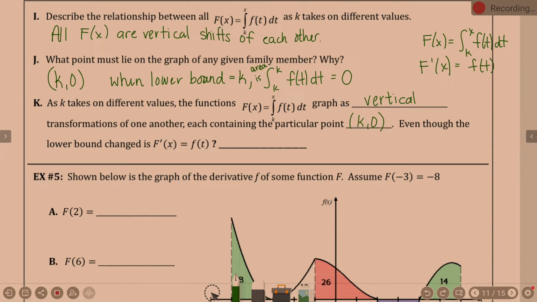So notice what it says here. The derivative of capital F is equal to regular f here, or f of t. So even though the lower bound changes, f prime of x equal to f of t, yes, that will always be equal there. Okay? Questions on that section? I think I got everything there.